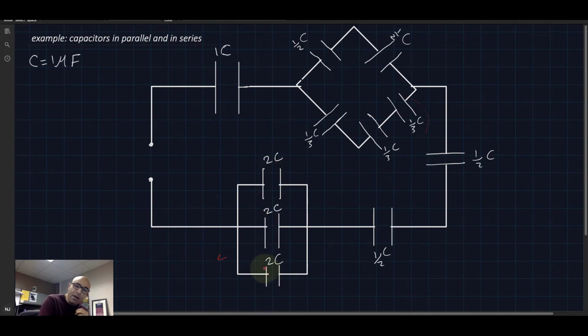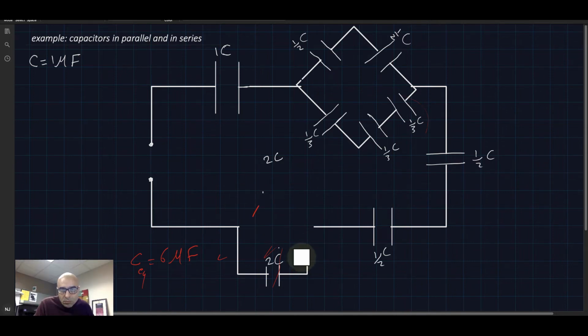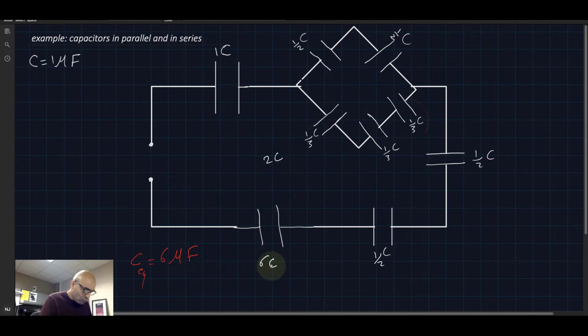So when capacitors are in parallel, the equivalent capacitance for this one will be equal to 2 plus 2 plus 2. So this is 6 microfarad. Okay, now I'm going to delete all of that, and then I'm going to just make it 6 microfarad. Okay, so what else can we do?